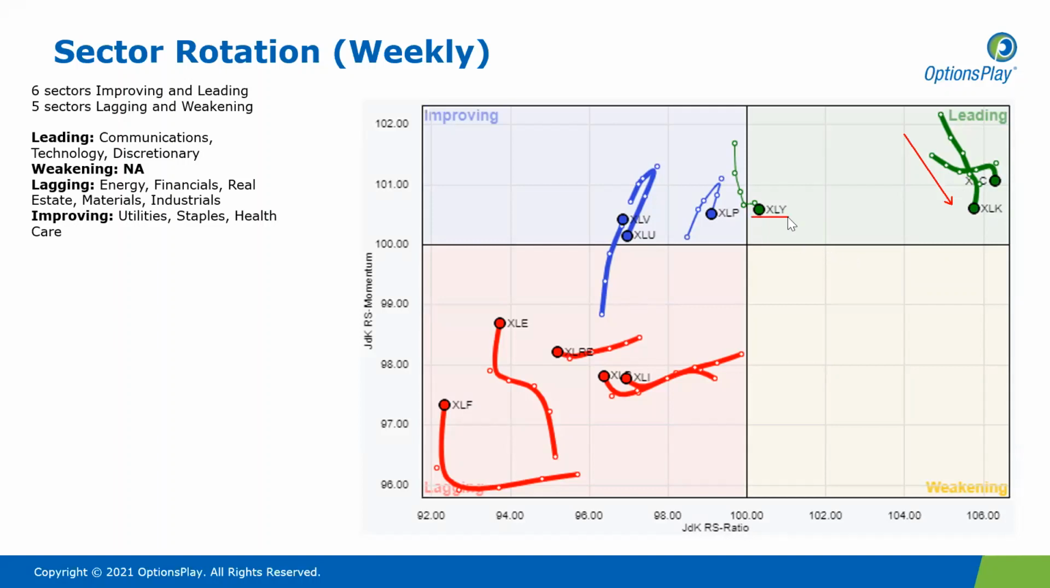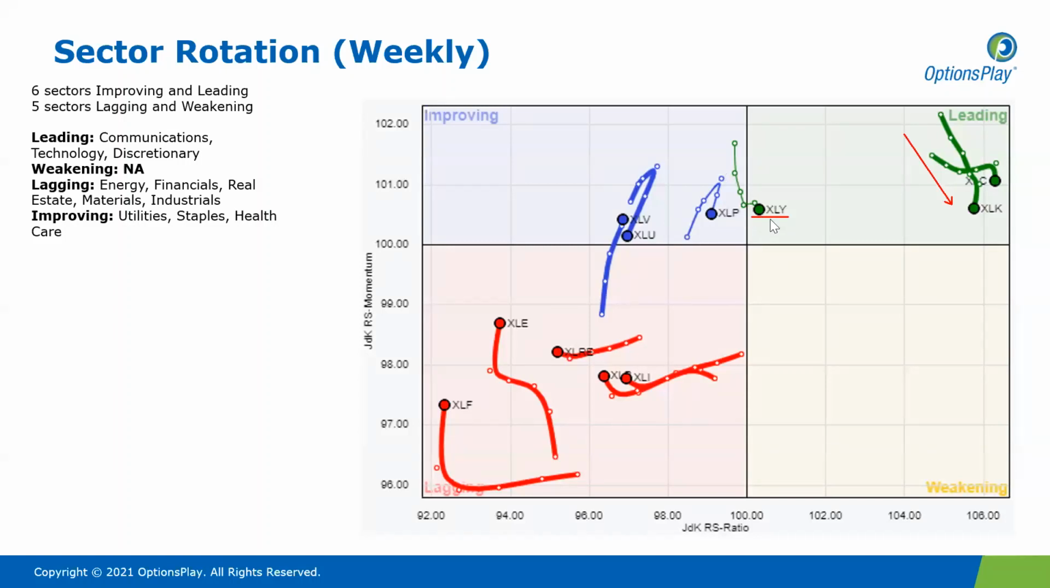Discretionary, on the other hand, was in the improving category and was actually trending lower, but managed to rotate a little bit into the leading category. And I'm not putting discretionary in the same category as technology and communications, because one, retail sales data last week came out quite weak, and that doesn't bode well for discretionary long term.